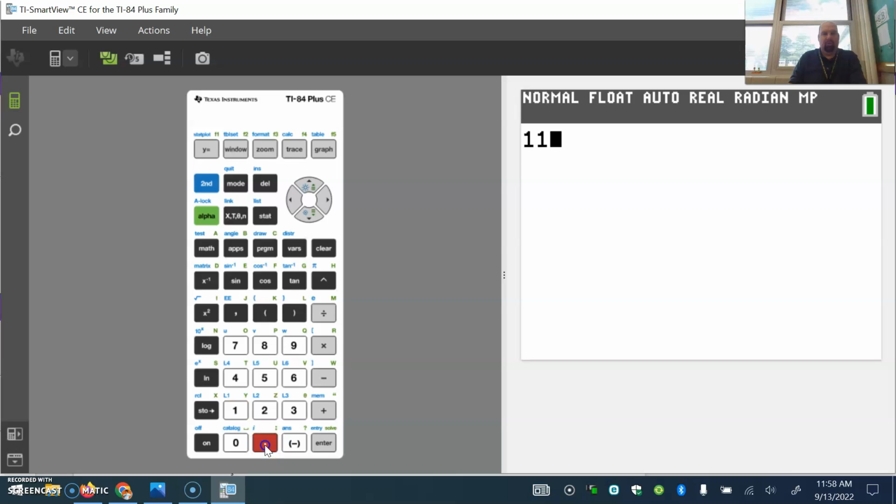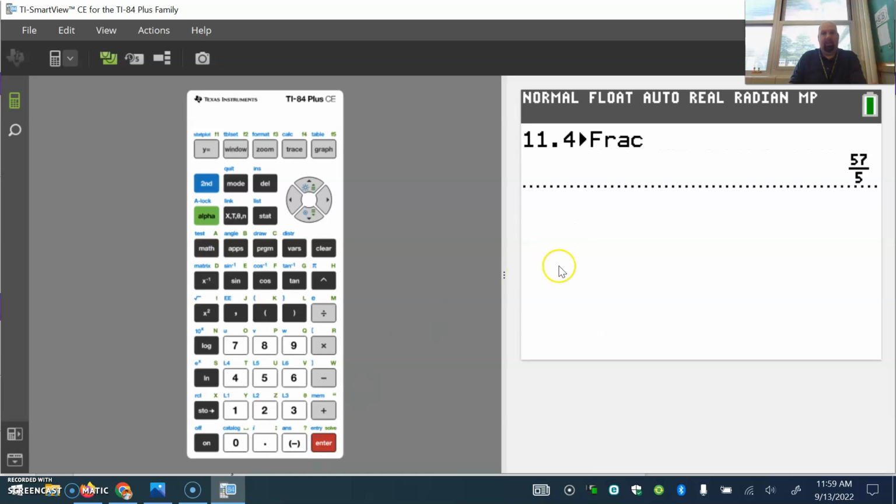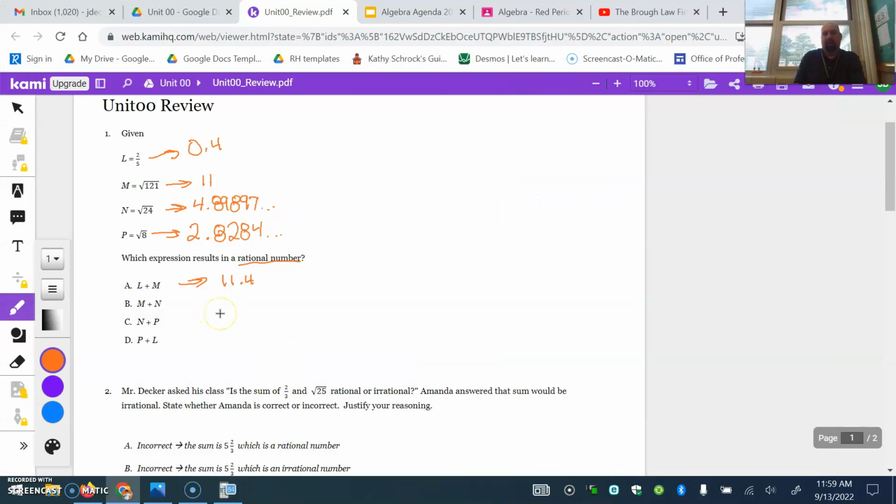Remember, you can always use your graphing calculator. You can hit math, enter, enter. And if it turns it into a fraction, even a fraction with the numerator greater than the denominator, then that tells you it's a rational number. So this one seems to be the answer, but I'm going to double check the other ones.